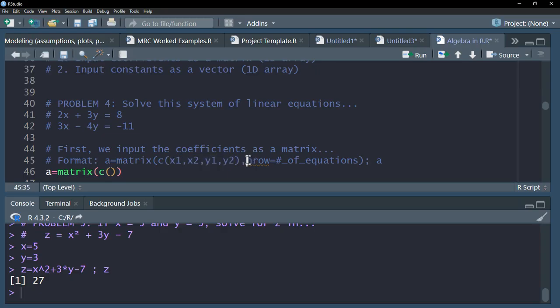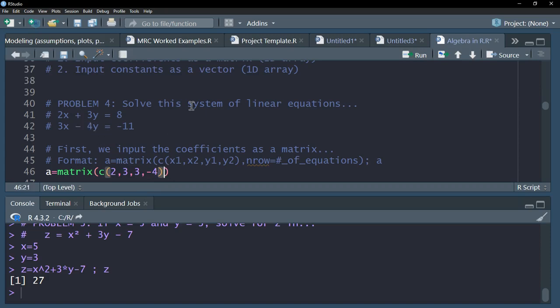Okay, and then the number of rows is equal to the number of equations. All right, so just step by step, we're going to say x1, x2, y1, y2, and the number of equations is 2. Okay, so let's just look at it. We've got 2, 3, 3, -4. Don't forget the sign of the coefficient.